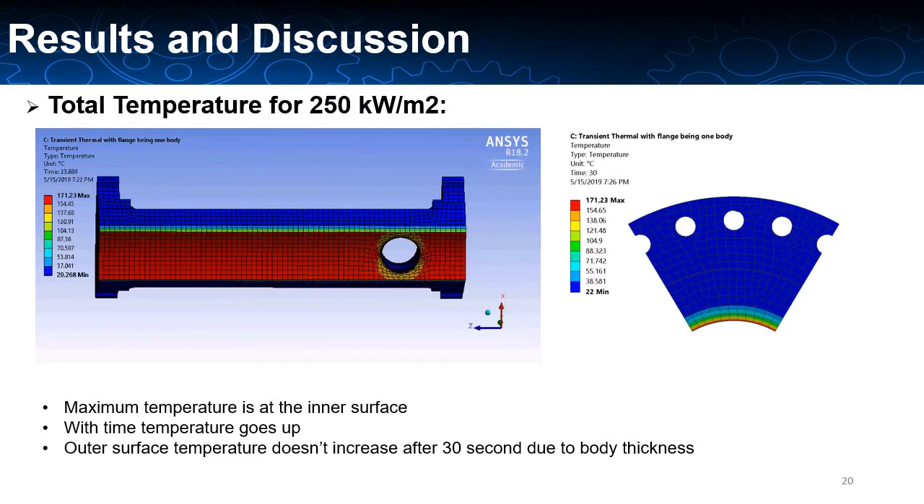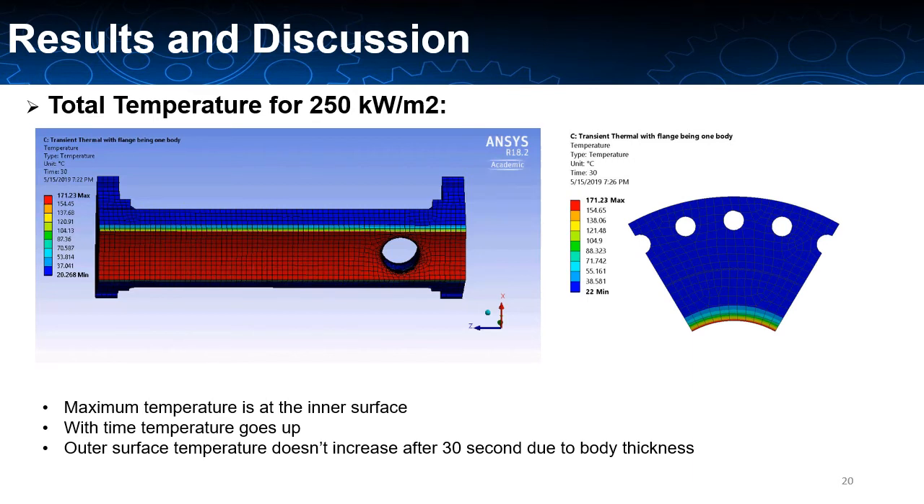Finally, the results and discussions. A bunch of heat flux values were used as input parameters for the simulation. And that's the result of one of the design points, 250 kilowatt per meter square. The animation that you see here is a 20-frame animation, and it compresses the whole 30-second transient thermal analysis result. As you can see, the inside surface sees the highest temperature.